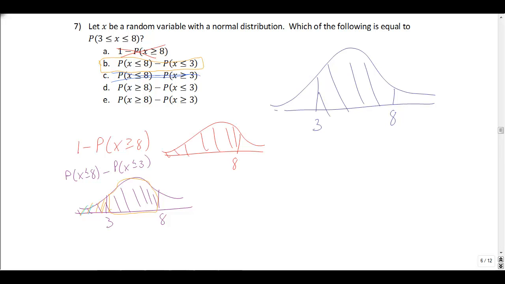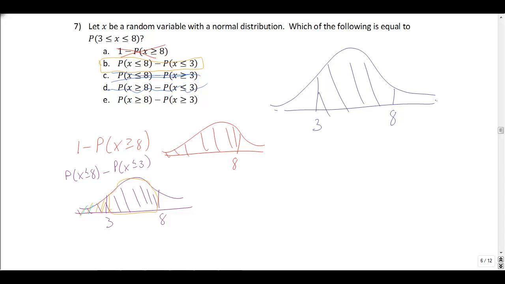Next one, probably x greater than or equal to 8. That's this right tail. And then we subtract off probably x less than or equal to 3. That's the left tail. So it's right tail minus left tail. That doesn't give us what we want. Last one, probably x greater than or equal to 8 minus probably x greater than or equal to 3.